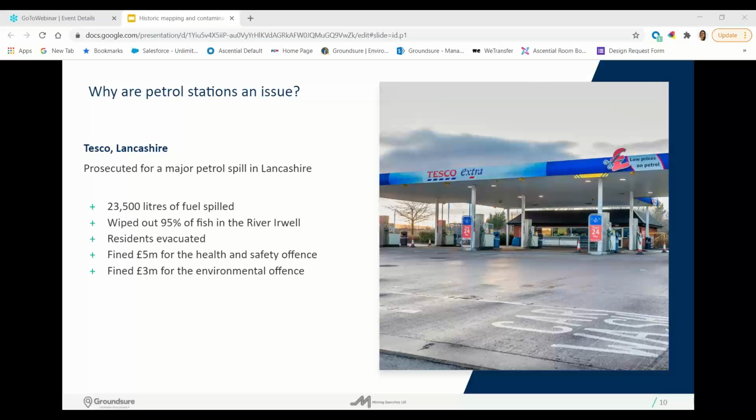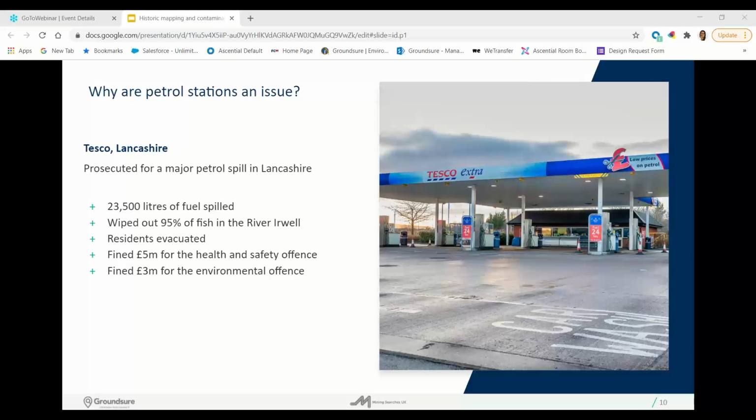In July 2014, 23,500 liters of fuel spilled from Tesco Haslingden petrol station in Rossendale over a period of 24 hours. The spill wiped out 90% of fish, including brown trout in the nearby River Irwell, with oil detected 3 miles downstream. Over 40 dead fish were found within 1.5 miles of where the pollution entered the watercourse, with anglers reporting dead fish over 6 miles downstream in Bury.